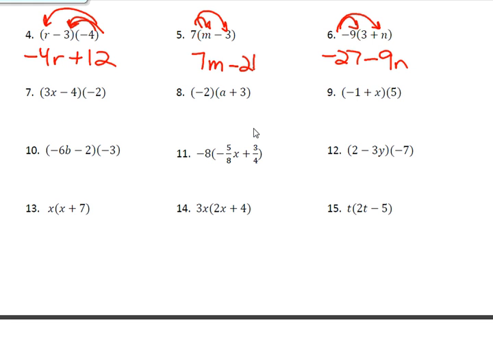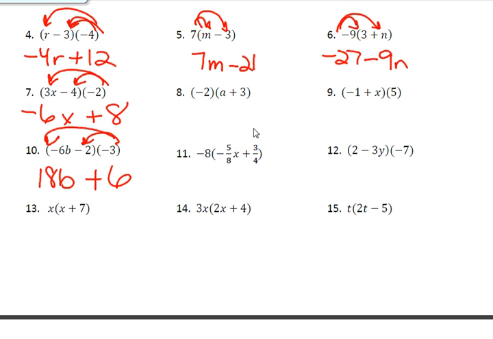Negative 9n. Okay, number 7, negative 2 times 3x is negative 6x. Negative 2 times negative 4 is positive 8. So do 10. Negative 3 times negative 6b, excuse me, is 18b. Negative 2 times negative 3 is positive 6.